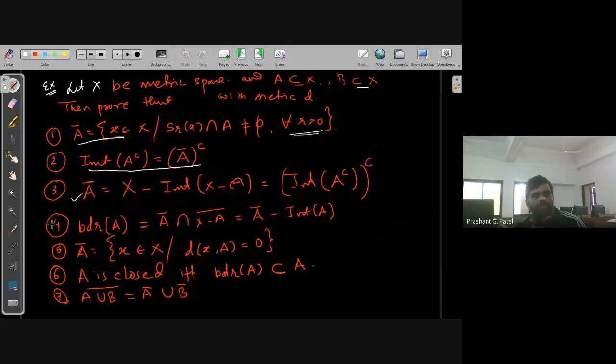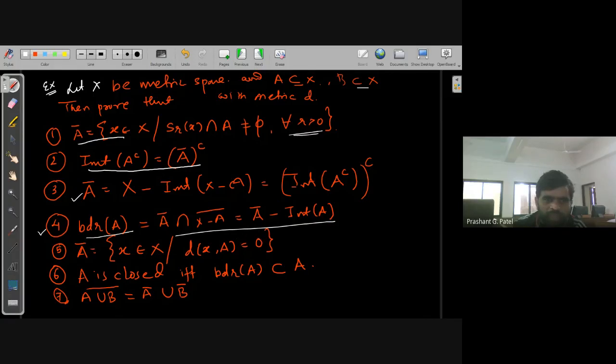What was the fourth statement? It says that the boundary of A is A closure intersection X minus A closure. That means the complement's closure. Or I can say closure minus interior of A. This result you can actually prove from the third, using the third argument. So this result, I'm talking about this one, is equal to this one. You can use the third argument to prove this.